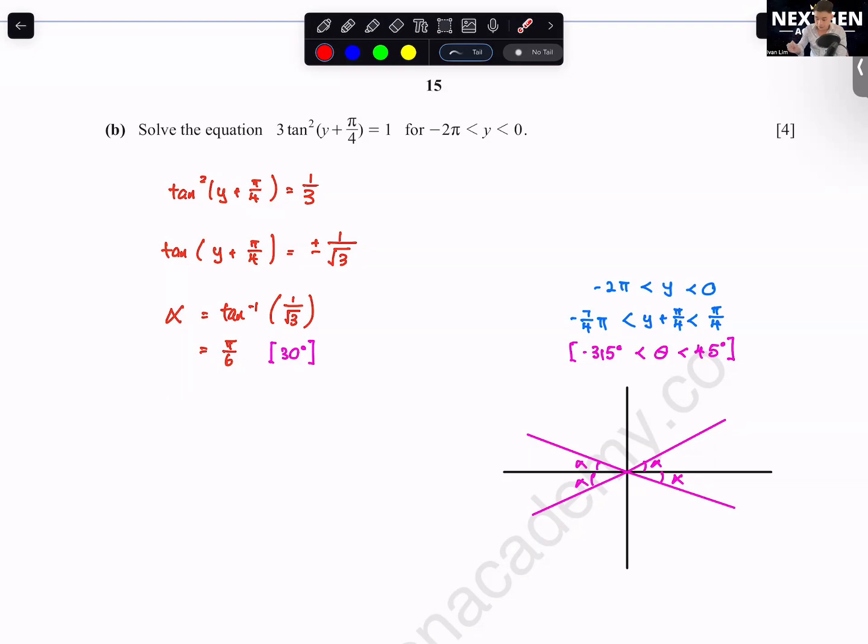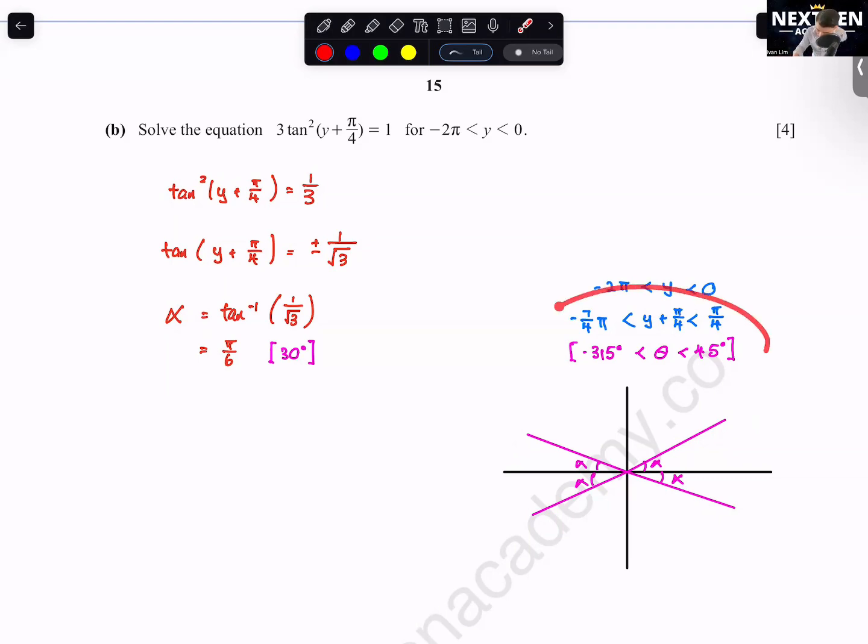Okay, don't understand. Okay, because most of you here, you all only know how to calculate from ASTC. That means the 0 to 360 degrees. That means you're going to find like first quadrant, alpha. Second quadrant, 180 minus alpha. Third quadrant, 180 plus alpha. Fourth quadrant, 360 minus alpha. Okay, this is the most basic one that you all need to know. Alright, that is calculating from 0 to 360 degrees or 0 to 2 pi.